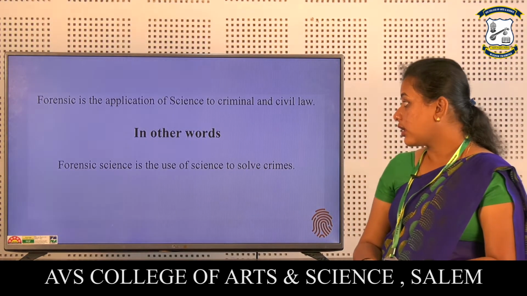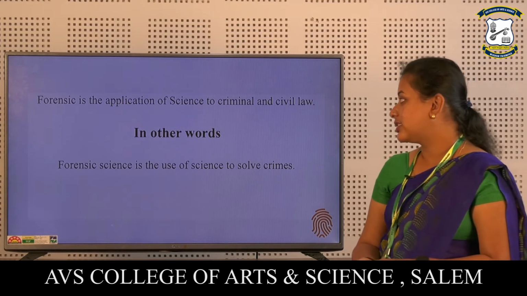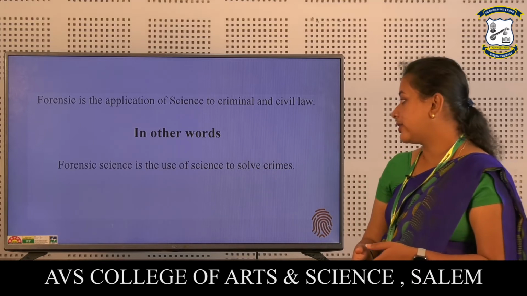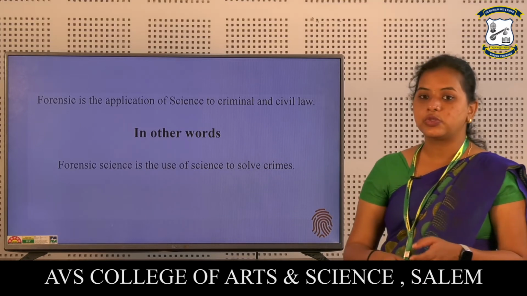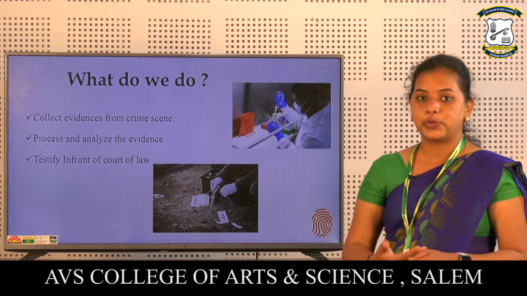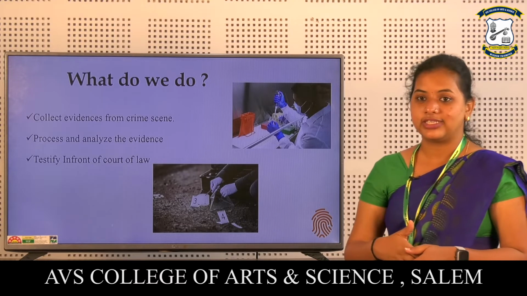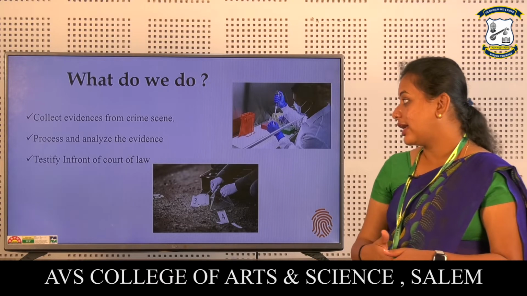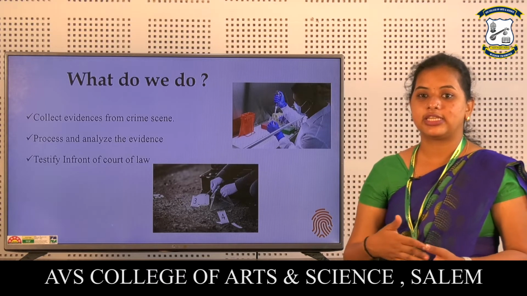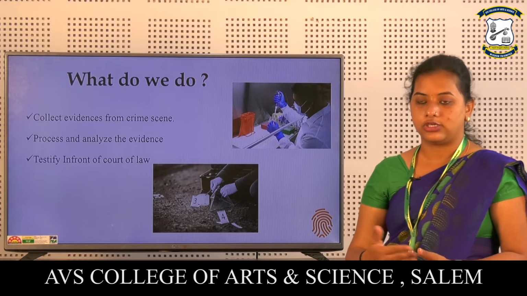In basic words, if we say what is forensic science, in simple words it is the use of science in criminal cases, or the use of science to solve crimes. So what do we do in forensic science? We collect the evidences, we process the evidences in the lab, we analyze them, and we testify in front of the court whether the evidence is linked to the crime scene or not, and whether it is linked to the criminal or not.